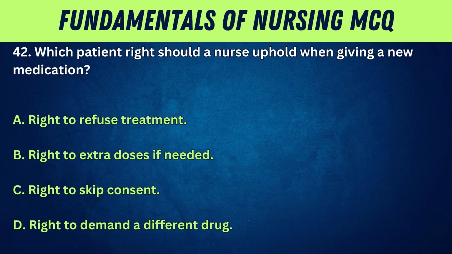42. Which patient right should a nurse uphold when giving a new medication? A. Right to refuse treatment. B. Right to extra doses if needed. C. Right to skip consent. D. Right to demand a different drug.